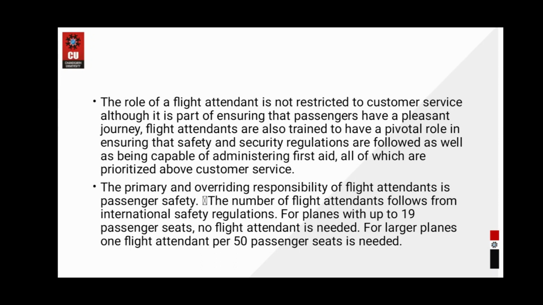Flight attendants are also trained to have a pivotal role of ensuring the safety and security regulations are followed, as well as being capable of administering first aid, all of which are above customer service. It is not mentioned that they have to look for service only. In case there is a medical emergency or some other emergency, they will look after that. They will give priority to those things.